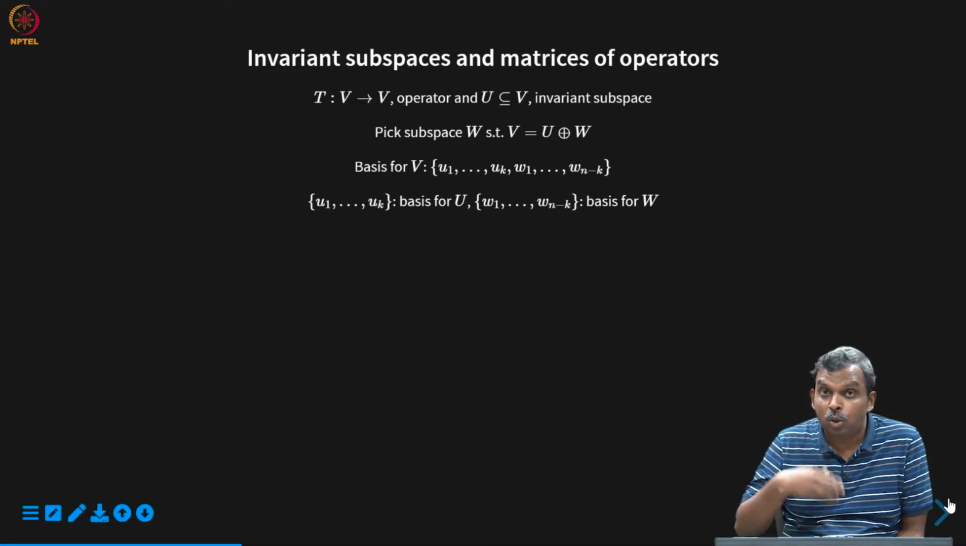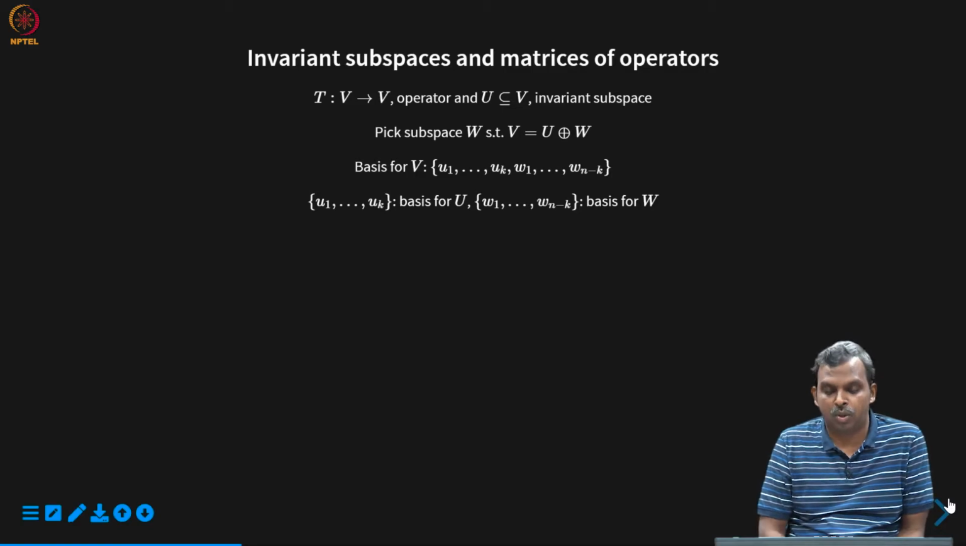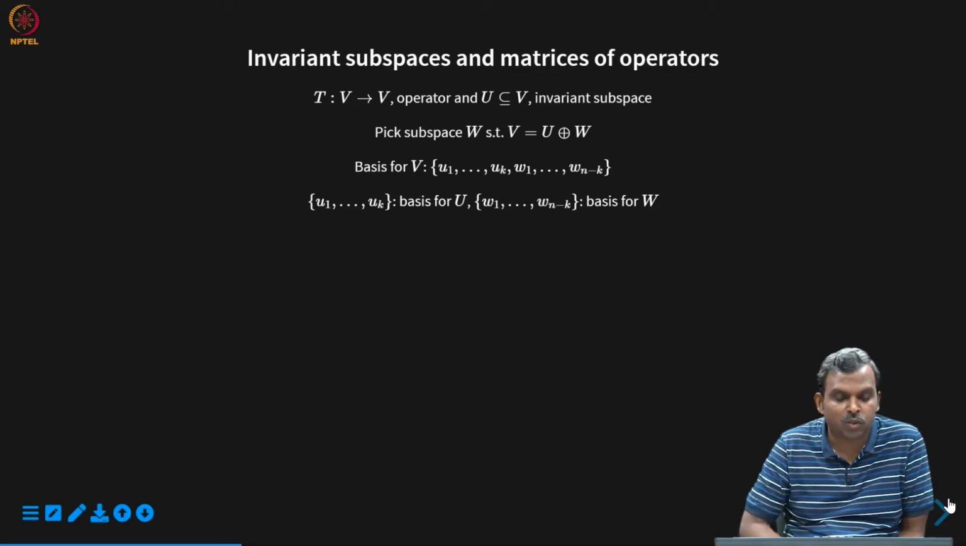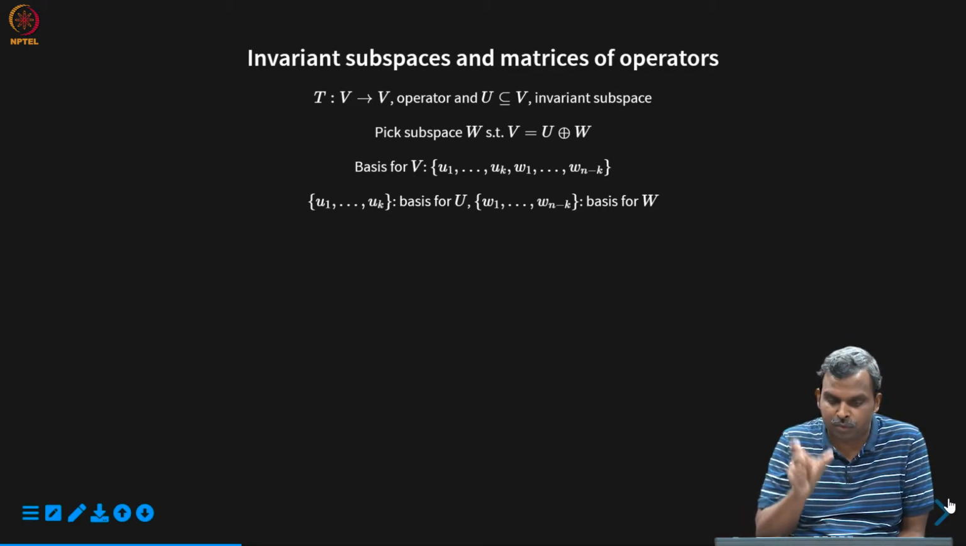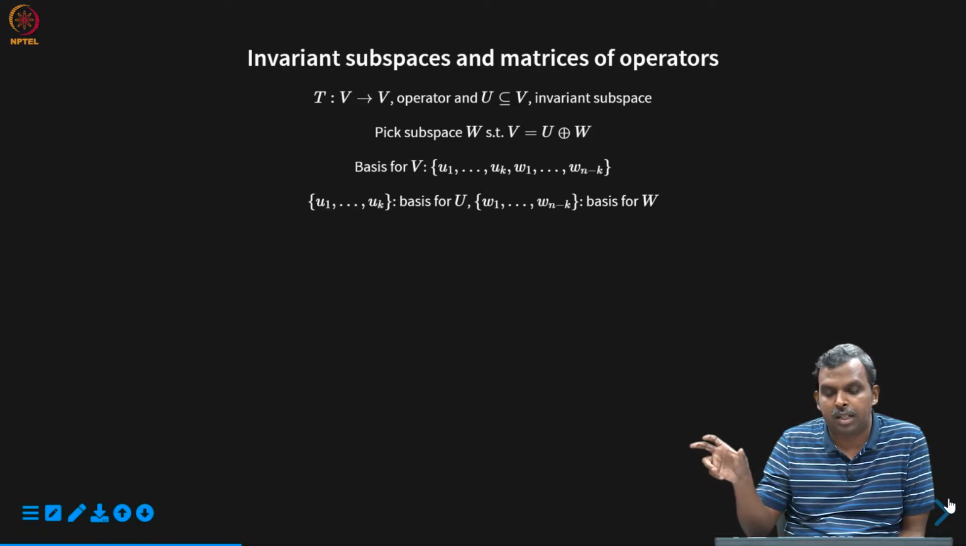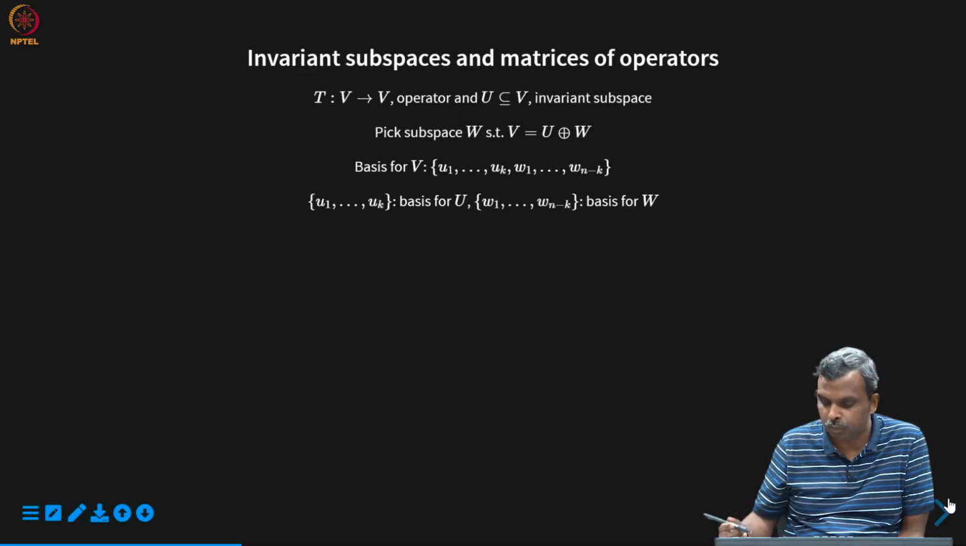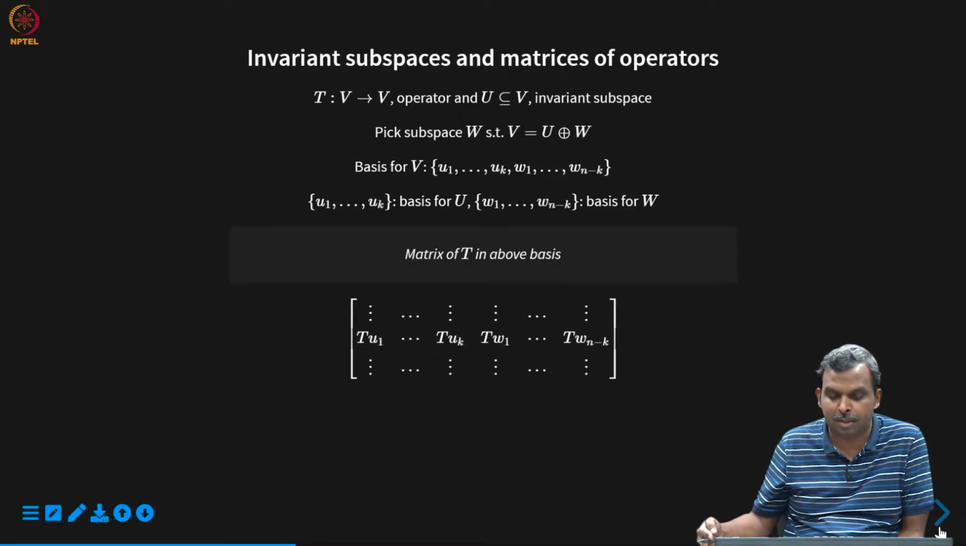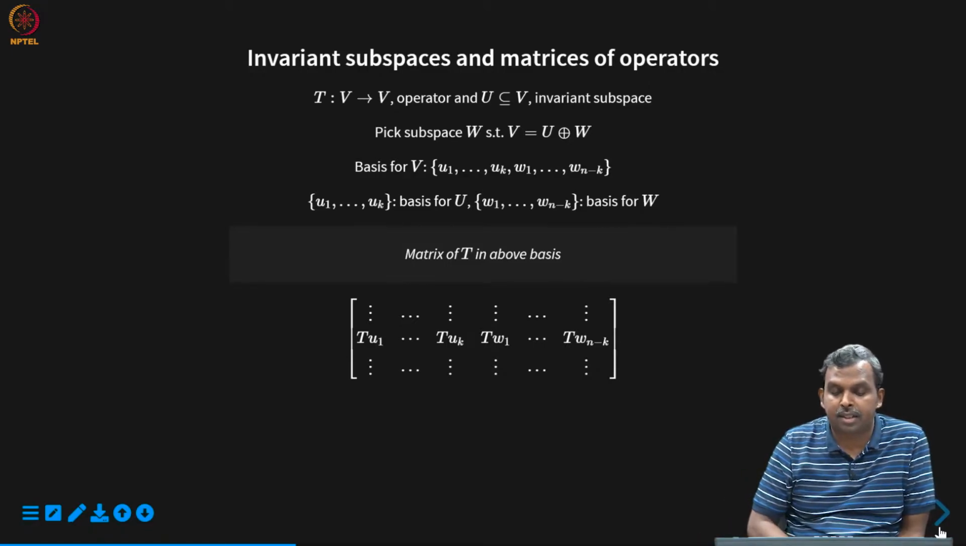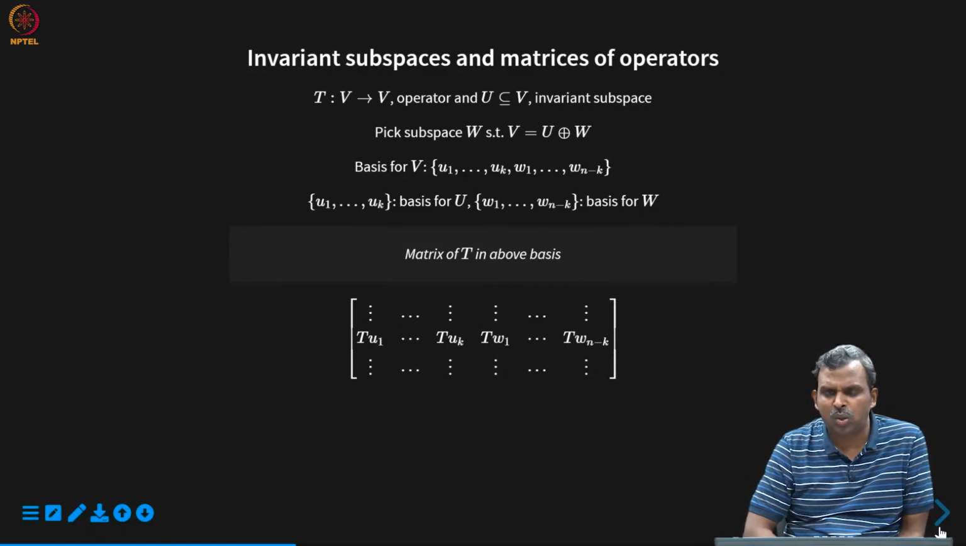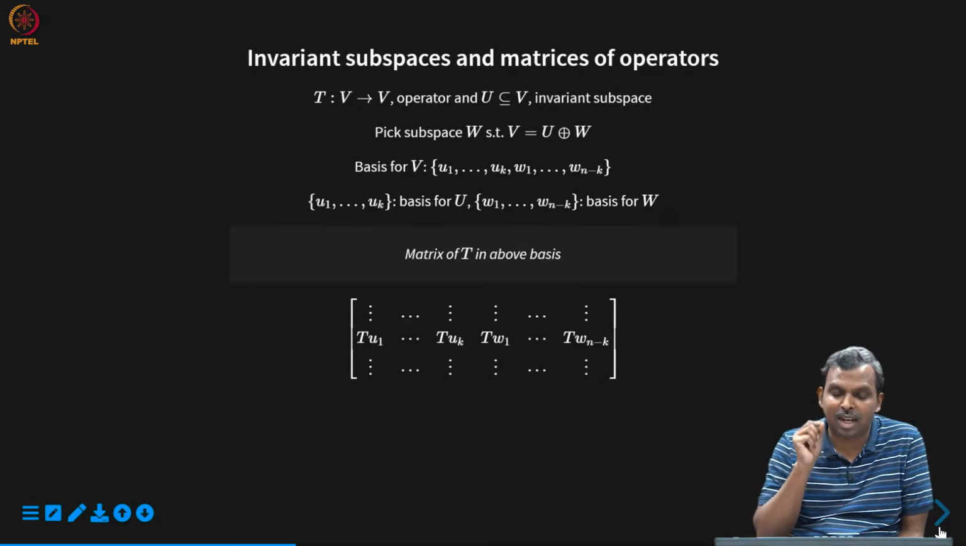We know we can pick a subspace W so that V is U direct sum W. We know that that's possible. We can come up with a basis for V, which will first have a basis for U and then the basis for W. So that's possible, because it's a direct sum. Now, if you think of the matrix of the operator in this basis, you will get something slightly interesting. You will start seeing some zeros.